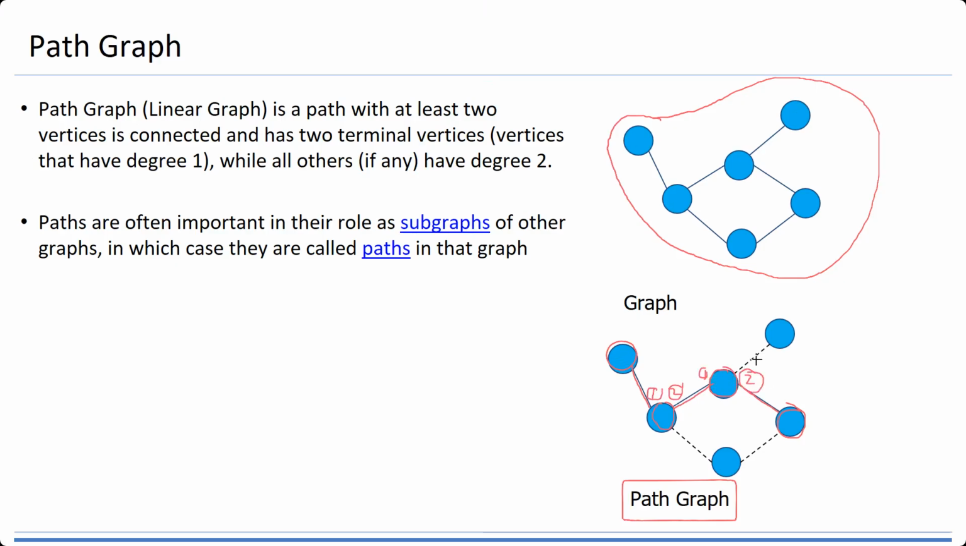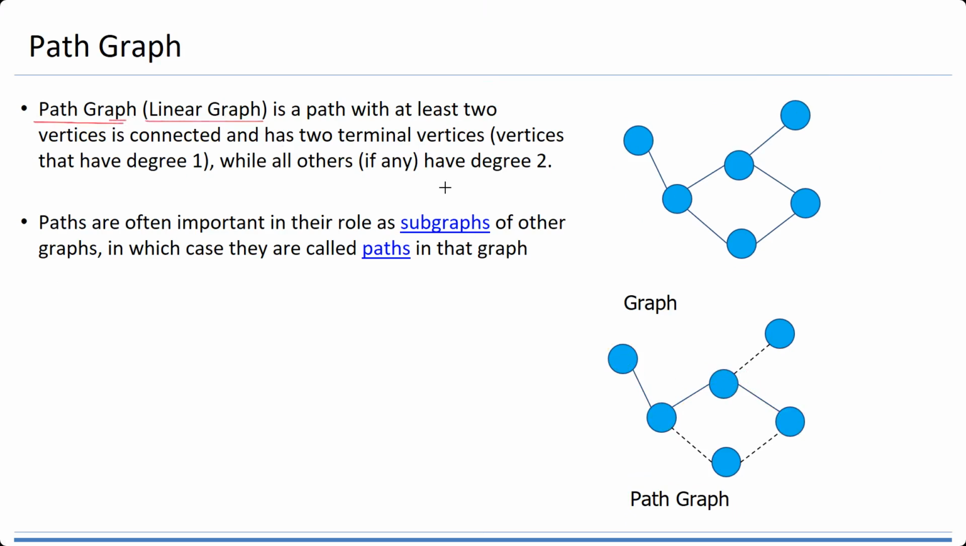Okay. If it is more than 2, then we can say that will be a kind of the spanning tree. But if it is path graph or linear graph, we have only 2. So like this one, it is only 2. So this is the path graph.